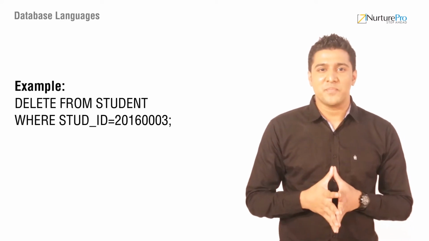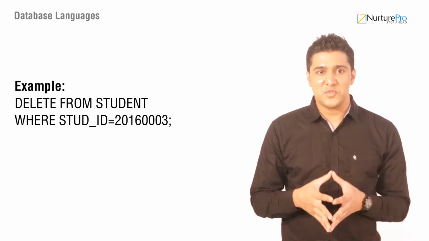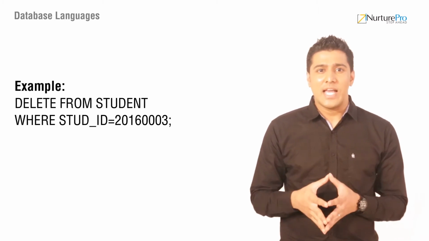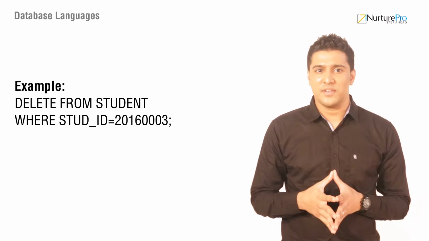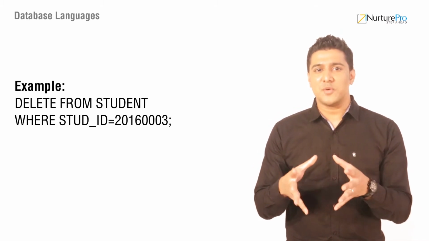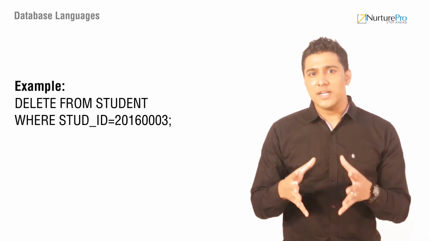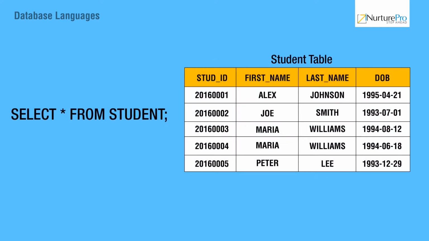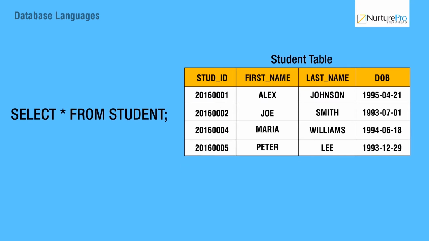Continuing with our example, if the student Maria Williams with student ID 2016003 has left the school for that academic year, perform the delete query shown on screen to delete the student record for Maria. Now run a select query to check whether the student record Maria is deleted from the student table. The next step is to decide who can access or view the data.